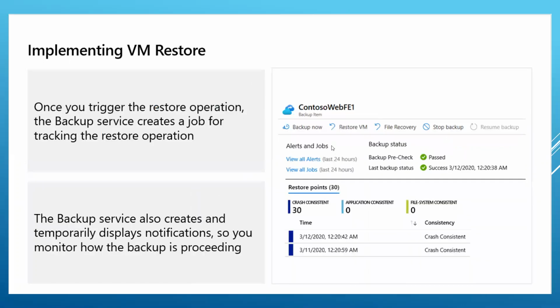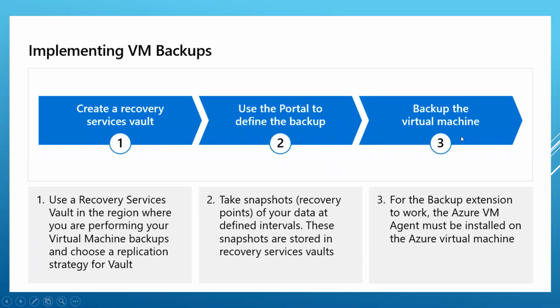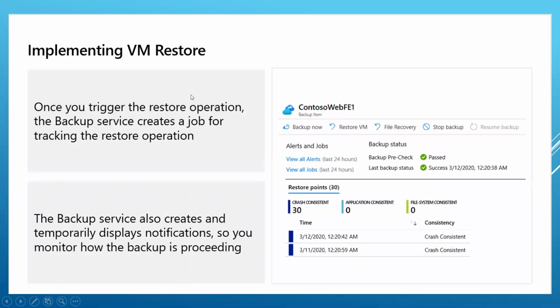Okay. So once you are done with this third step, guys, then you can restore the VM. It will look something like this, some kind of screenshot you can get. Okay. So once you trigger the restore operation, the backup service creates a job for tracking the restore operation. So as soon as you click on the restore operation, it triggers a job for tracking the restore operation. Okay. The backup service also creates and temporarily displays a notification, so you can monitor how the backup is proceeding. Okay, so this will be done, and you can see that these are the restore points.